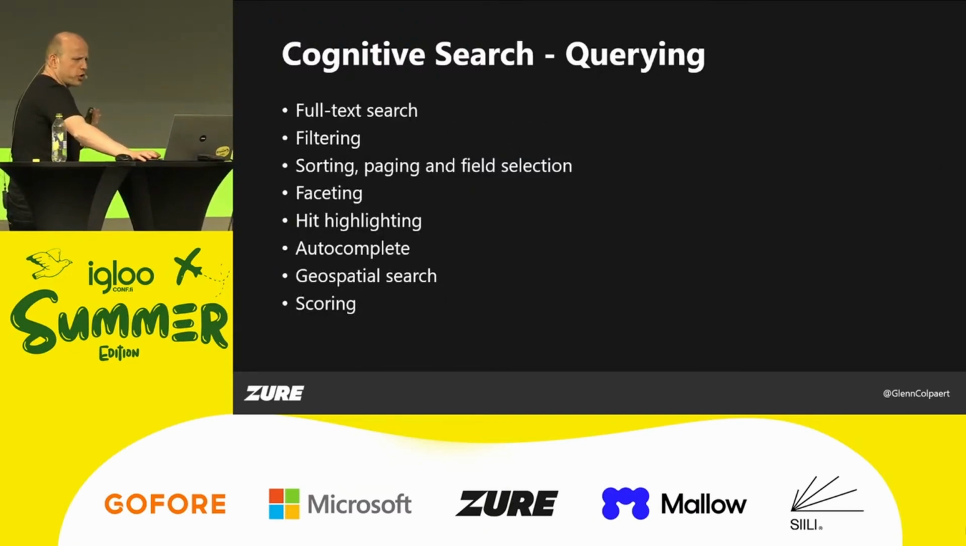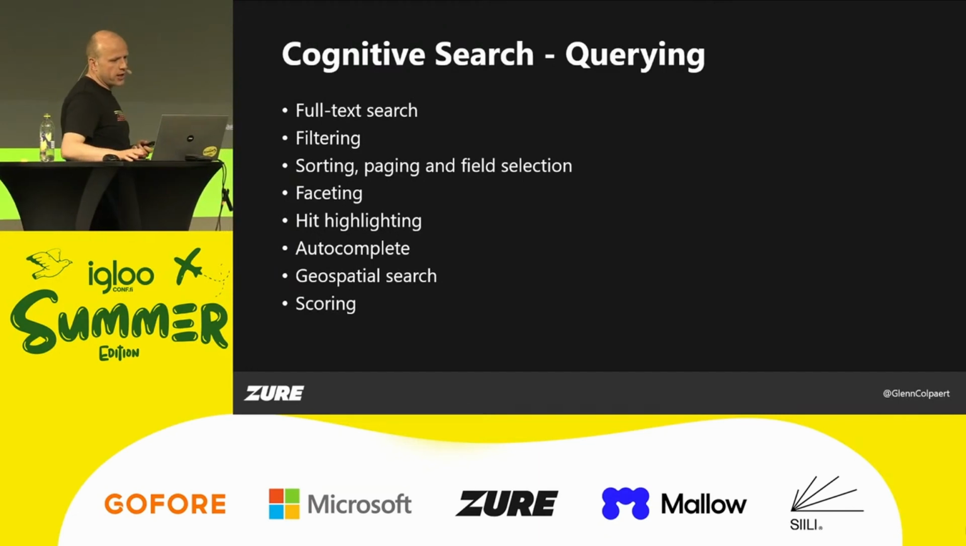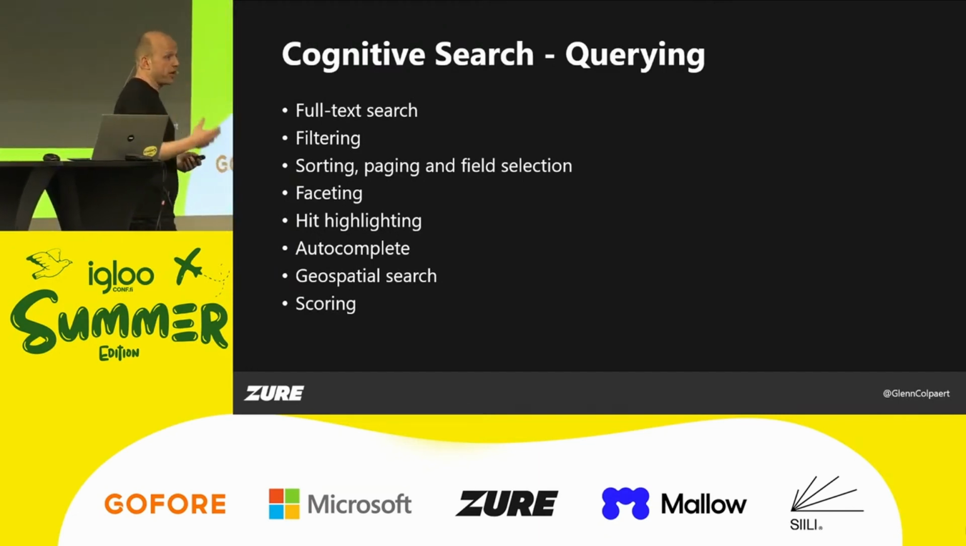So cognitive search, what is allowed? It allows you to do full text search. It allows you to even do a geospatial search.